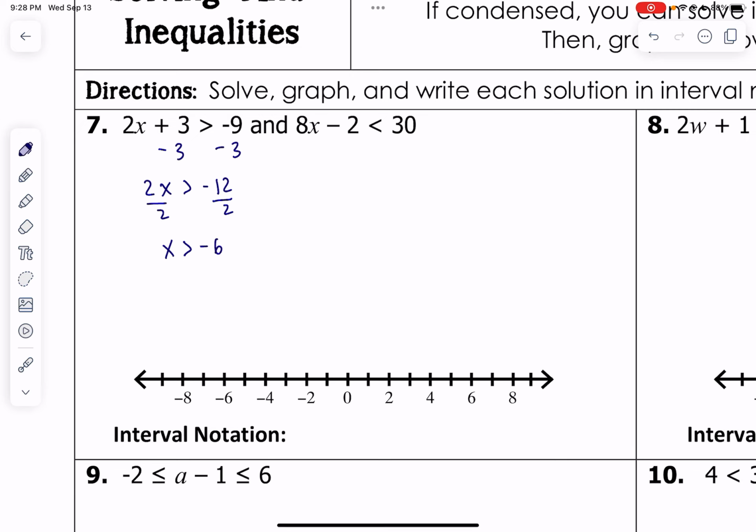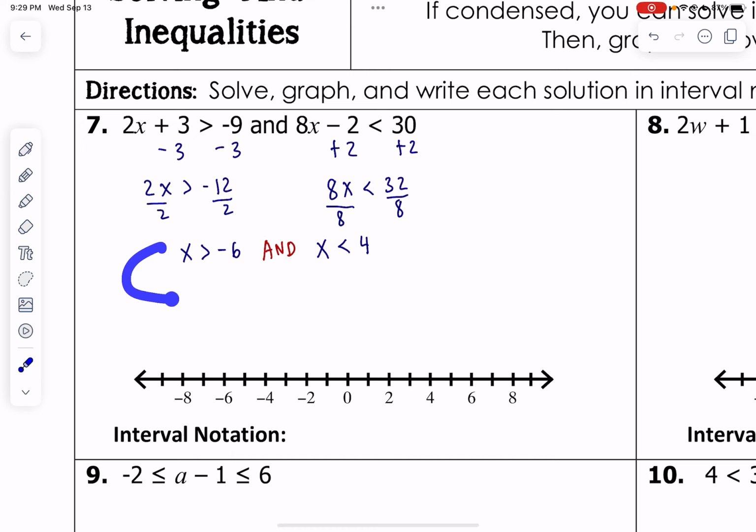And then if we look at the other inequality, we add 2. So therefore 8x is less than 32. We divide by 8. So therefore x is less than 4. All right, so now we would write them side by side. And in between, we would add in the and statement. All right, and another way to write this in a more condensed form is this.